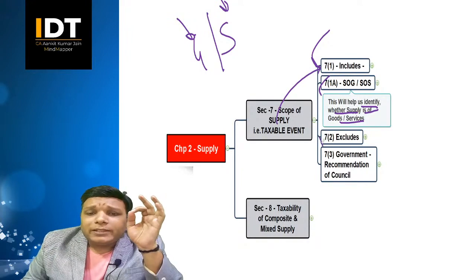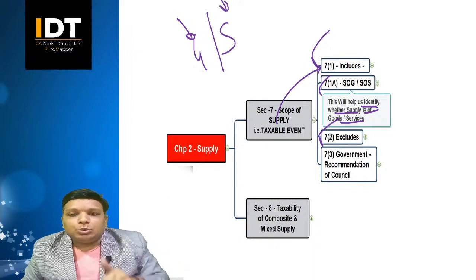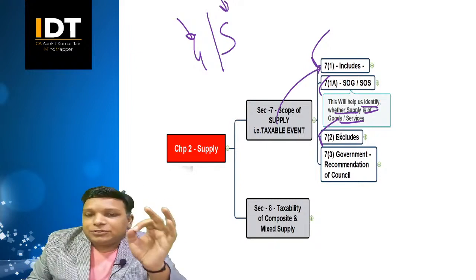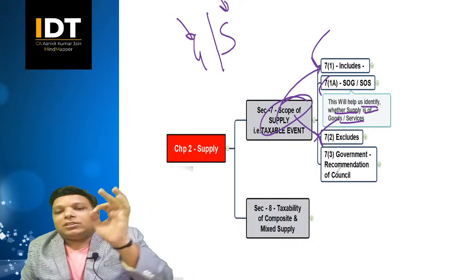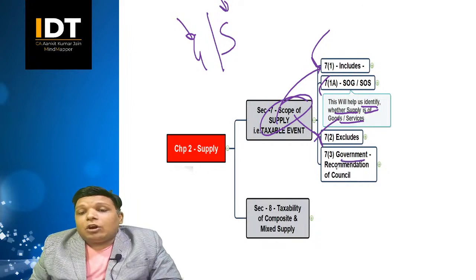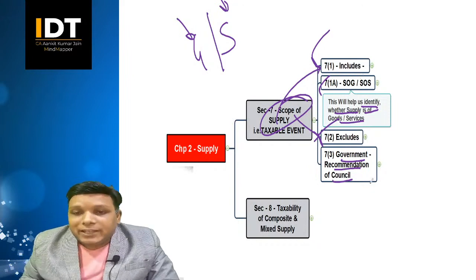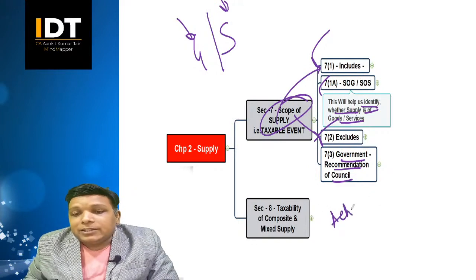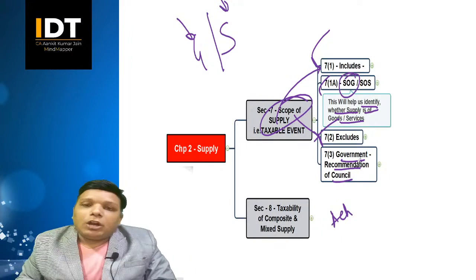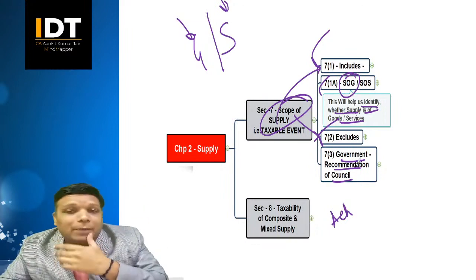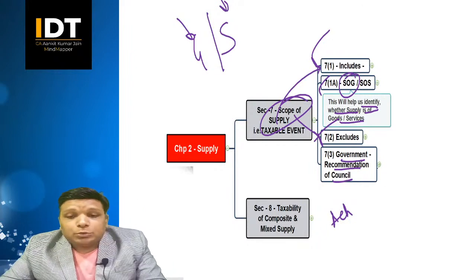Then we will see what is the exclusion, right? Whenever we see that there's some definition, we see an inclusion, we see exclusion, we see exceptions, right? So what are the things which are excluded from the scope of supply is also what we will be seeing. And section 7(3) states that government, on the recommendation of the council, can take certain action where they will say that this particular activity, which is generally called a supply of goods, will not be called a supply of goods, but will be called a supply of services, right? So this is what is there in the scope of supply, correct? So what is there in scope of supply? Let us quickly see once again.